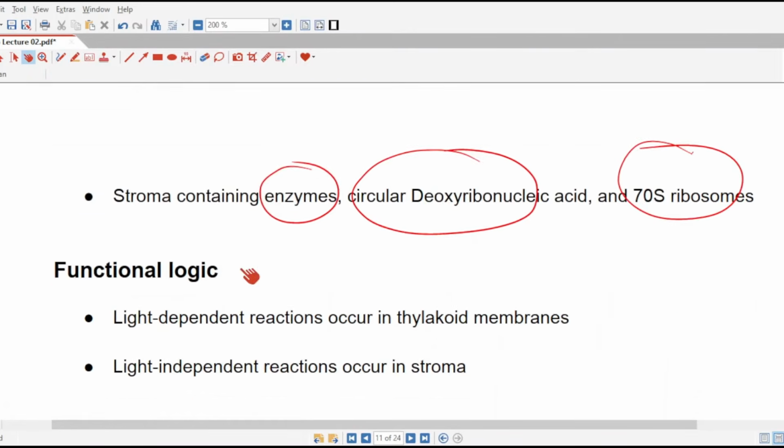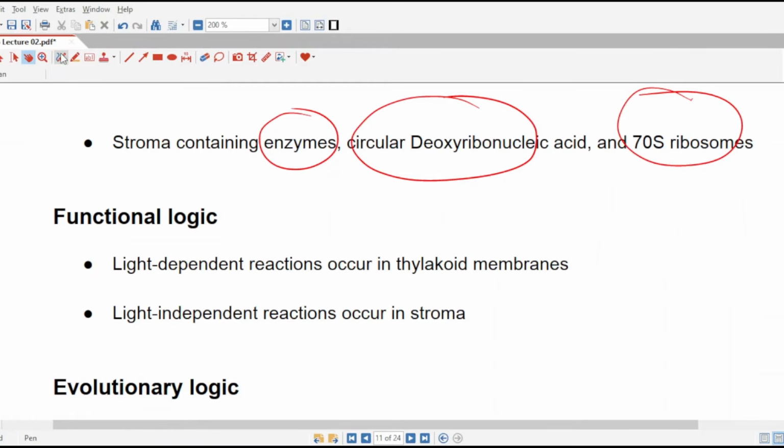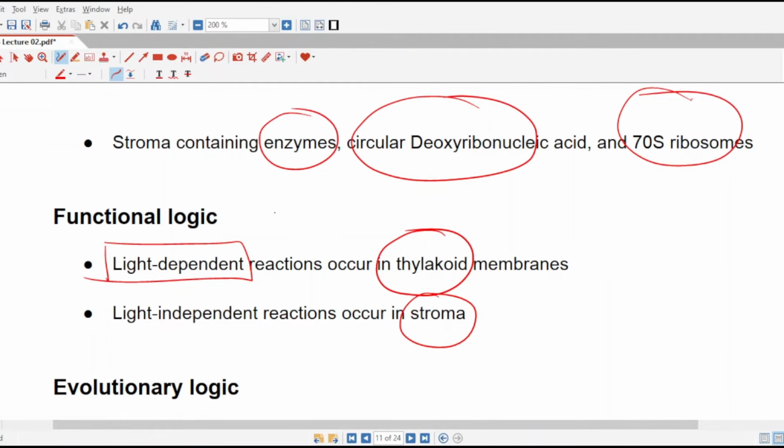Okay. What are the functional logic? The light-dependent reactions occur in thylakoid membranes, and light-independent reaction occur in stroma. The light-dependent means you will need sunlight, and with the help of photon or sunlight, you will break down the water molecule, and you will have proton, oxygen molecule, and electron, and that oxygen or the energy will be used in light-independent reaction, which will be occurring inside stroma.